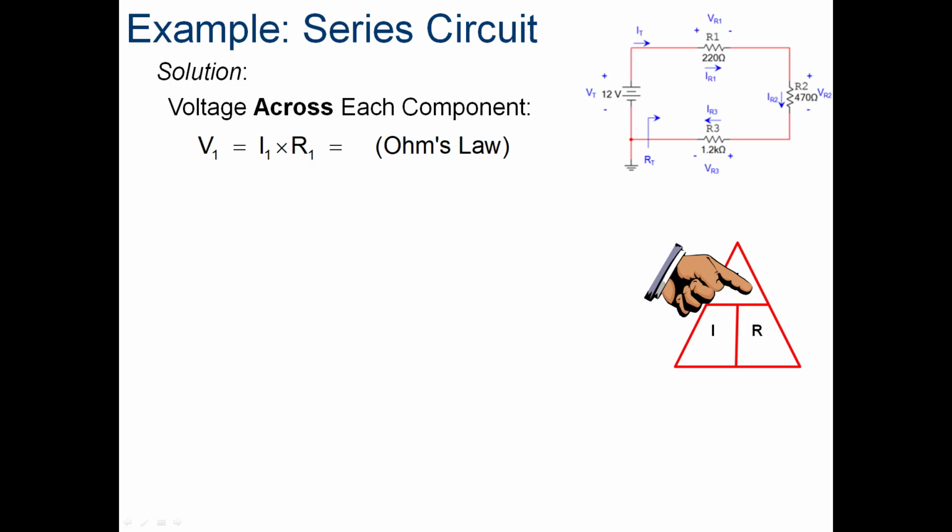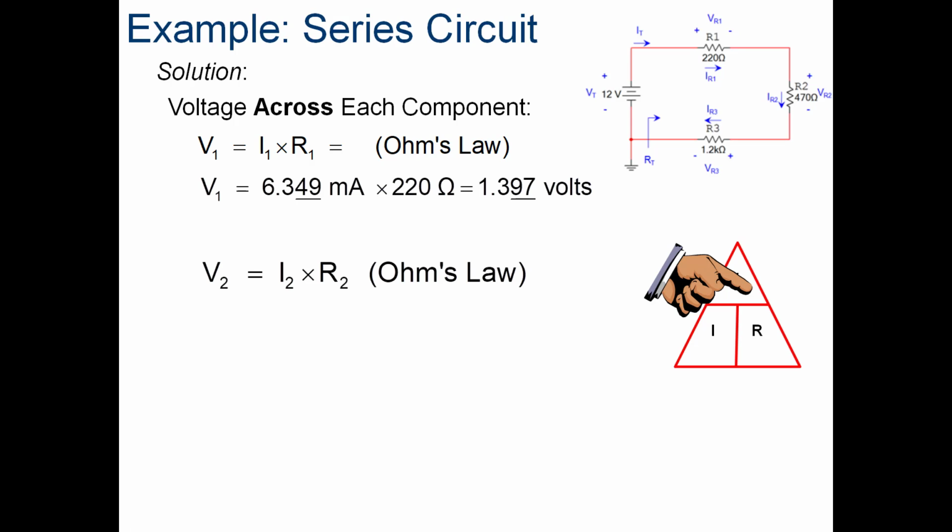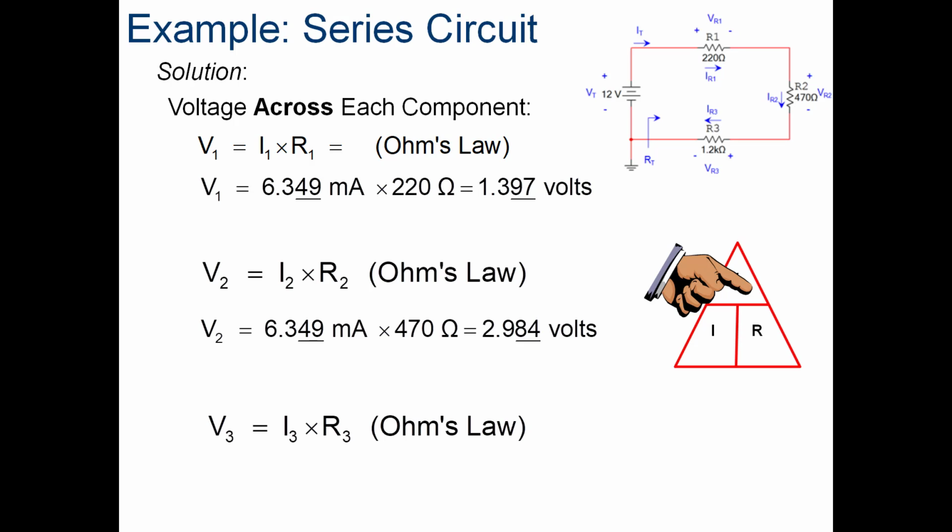So let's look at V1. V1 is the voltage across the resistor R1. That's nothing more than I1 times R1, or 6.3 milliamps times 220 ohms, about 1.4 volts. V2 is that 6.349 milliamps times 470, about 3 volts, 2.984. And V3 is 7.619.